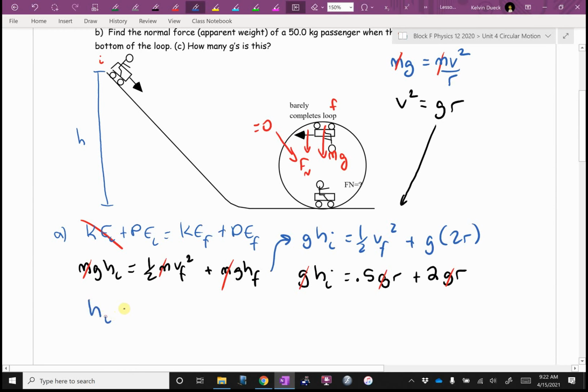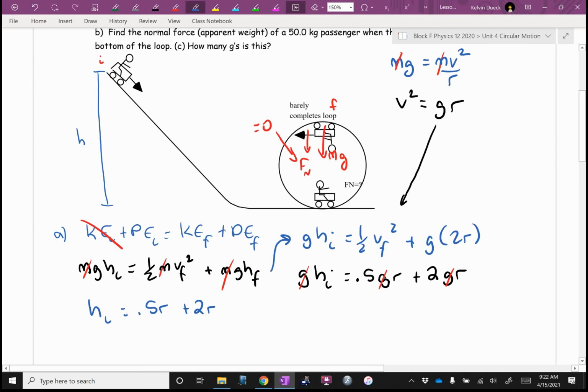Okay? Not only that, here's what I end up with then. My initial height is 0.5r plus 2r. Aren't those like terms? What is 0.5r plus 2r? Elias, you're right. 2.5 r.